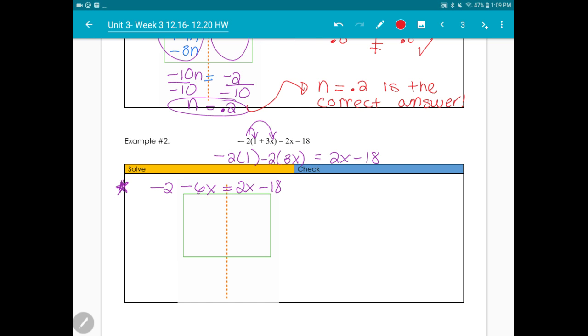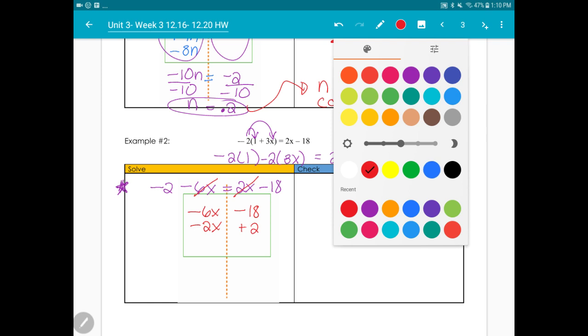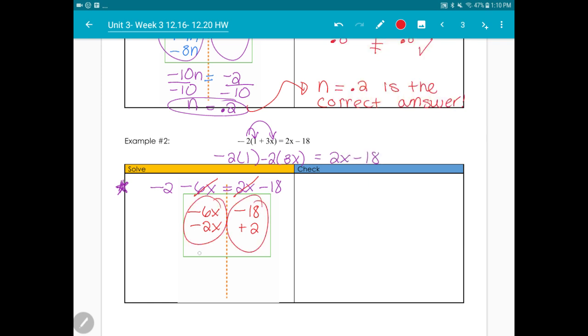All right, I'm going to pause again. I would like you to fill out your groupings. All right, so for your groupings, you should have gotten negative 6x, and we changed the 2x to a negative because we need our inverse. And on the right side, we also need to change the 2 for our inverse. Go ahead and combine like terms.